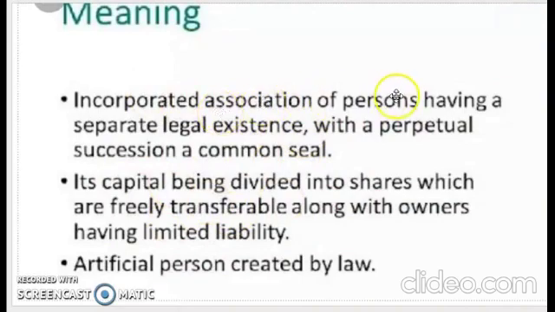Incorporated association of persons having a separate legal existence with a perpetual succession and a common seal. Its capital is divided into shares which are freely transferable, along with the owners having limited liability, and it is an artificial person created by law. Yes girls, I'm talking about joint stock company. Joint stock company के बारे में मैं बात कर रही हूँ. Yes, it is the company under the Companies Act.